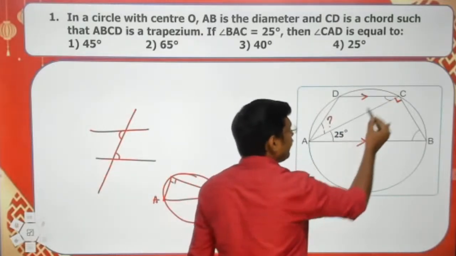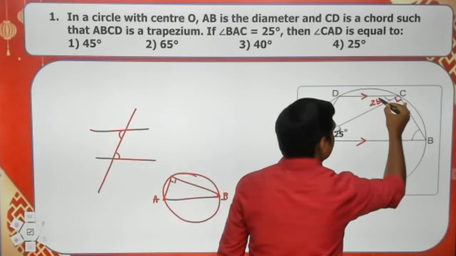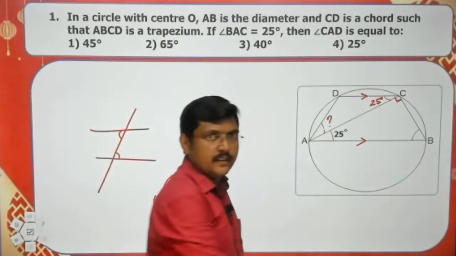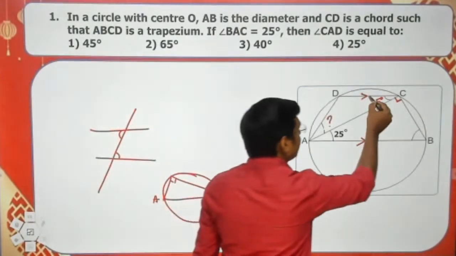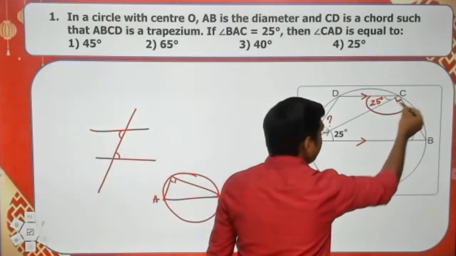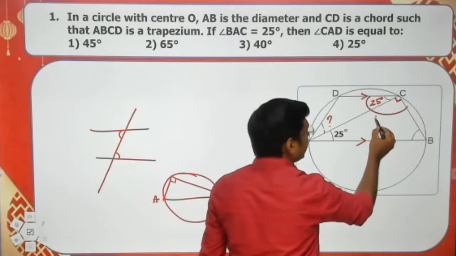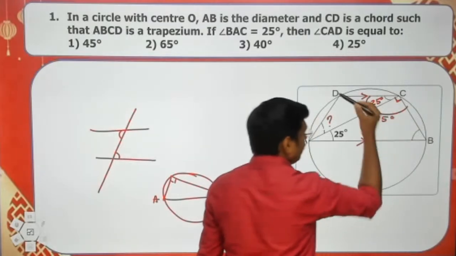So if this is 25 degrees, then we can say that this is also 25 degrees, right? So we got this, that is the whole. This is 90 plus 25, that is 115.